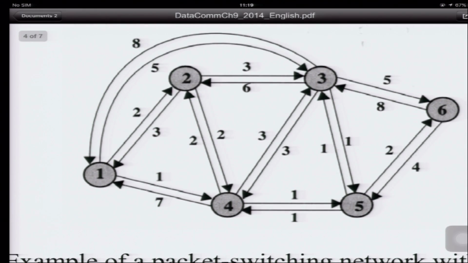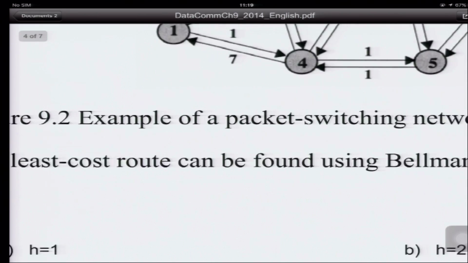Node 1 can go to node 2, 3, and 4, right? Node 1 goes to node 2 with a cost of 2. Node 1 goes to node 3 with a cost of 5. Node 1 goes to node 4 with a cost of 1. So we have something like this.